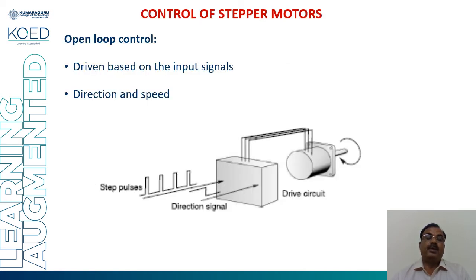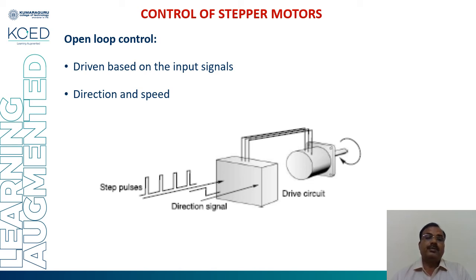Regarding the control aspects, we have two types: one is open loop control and the next one is closed loop control. Stepper motors are inherently meant for open loop control, and servo motors are meant for closed loop control.